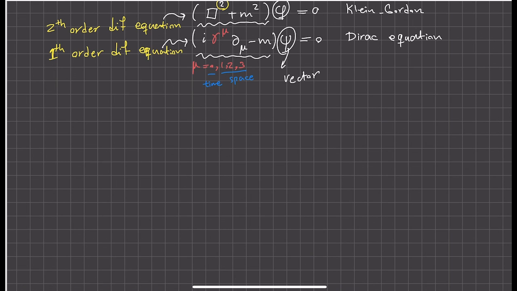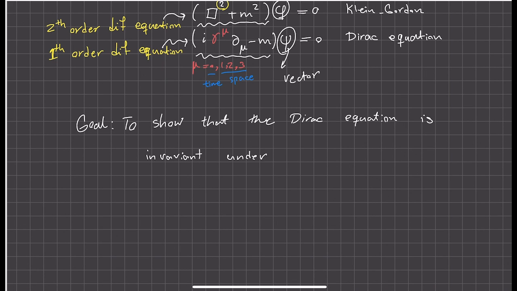Okay, now the goal is to show that the Dirac equation is invariant under general Lorentz transformation.